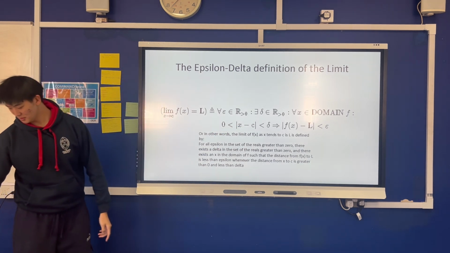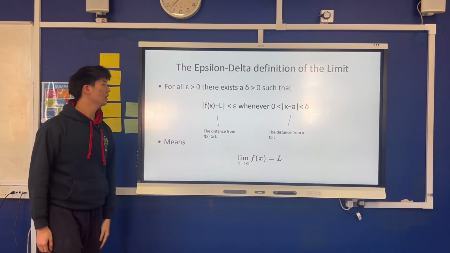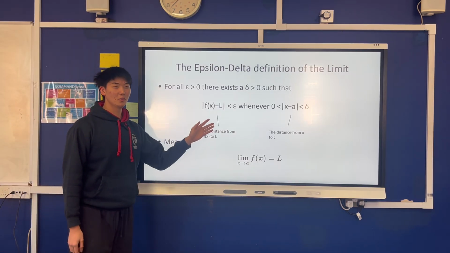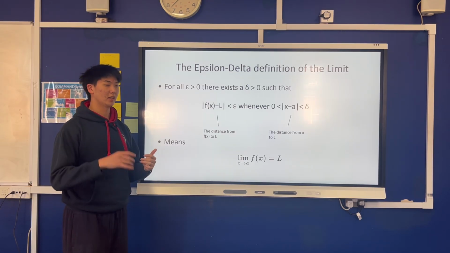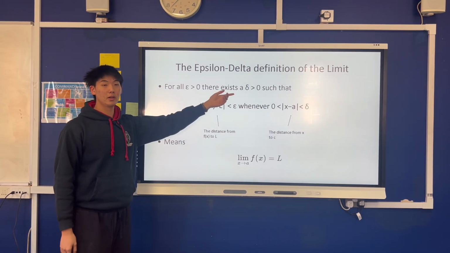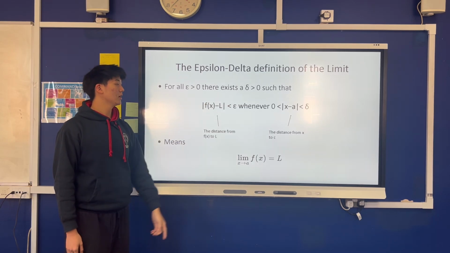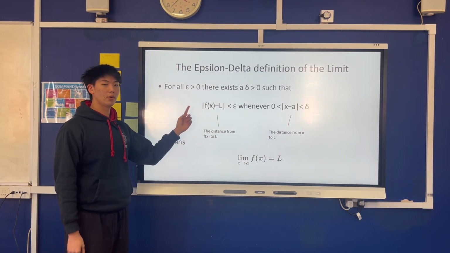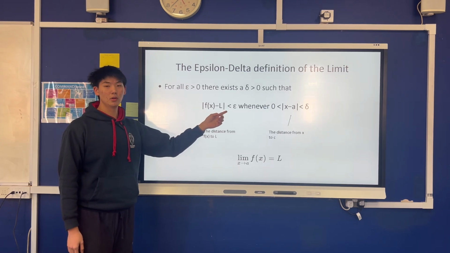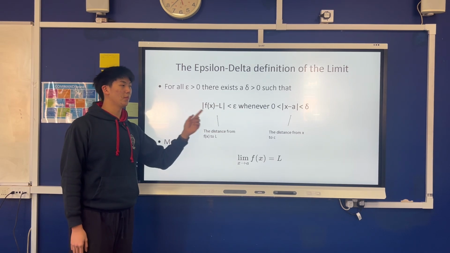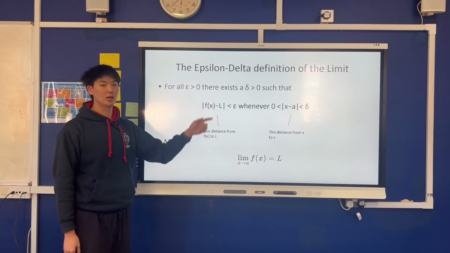So what that really means, I just want to say it because it's cool. For all epsilon greater than 0, we can find, epsilon is just an arbitrary number we can pick. It's like an error boundary. Then we can find another error boundary delta such that the distance from our function f of x to our limit L is less than epsilon whenever the distance from x to a is less than delta.